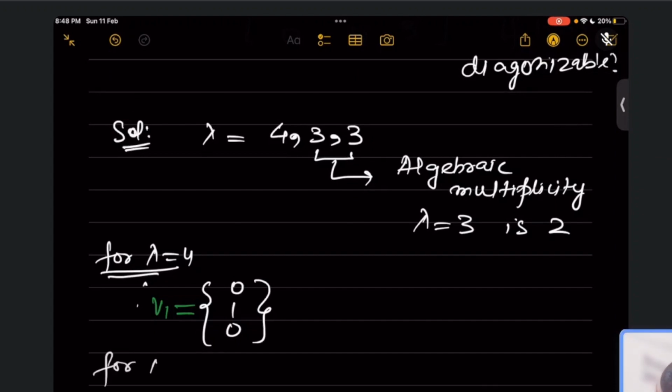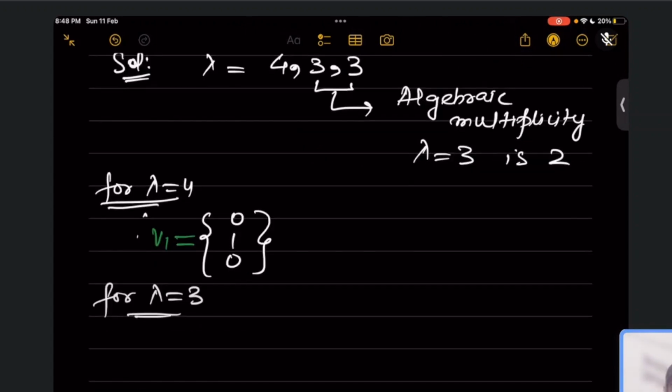For lambda equal to 3, what are the eigenvectors we are getting? Are they the same? Are they different? Tell me. Different. They are coming out to be different. Yes. What are they? 0, 0, 1 and 1, 0, 0. Minus 1, 0, 0.